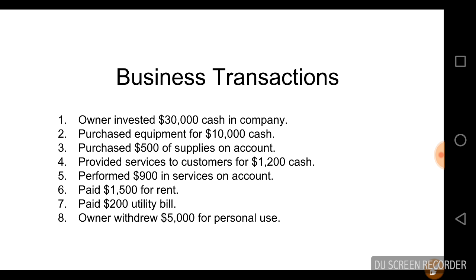All right, the second transaction, the owner purchased equipment for $10,000 cash. Third, purchased $500 of supplies on account. Fourth, provided services to customers for $1,200 cash. The fifth, performed $900 in services on account. Sixth, paid $1,500 for rent. Seventh, paid $200 utility bill. And the last transaction, owner withdrew $5,000 for personal use.